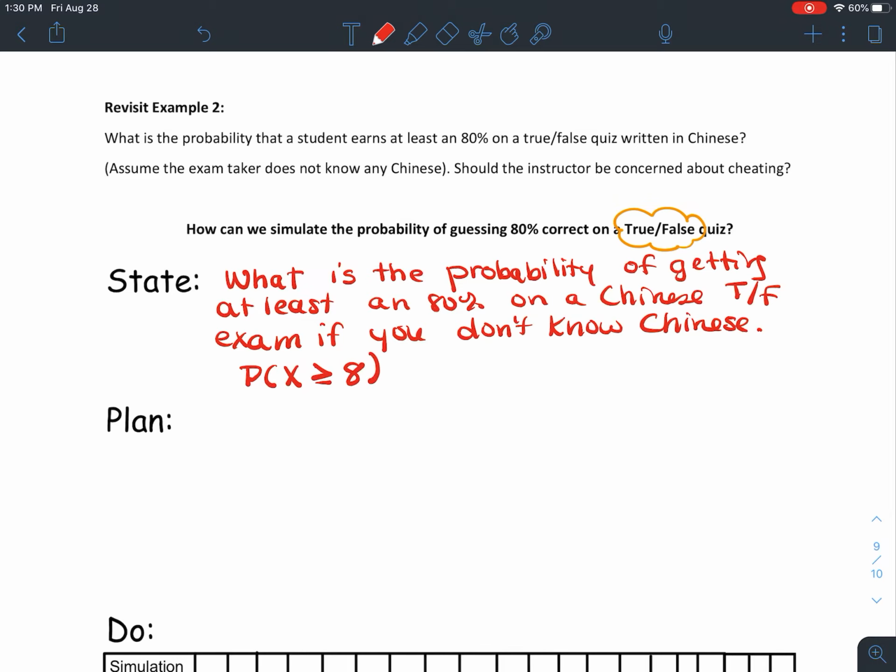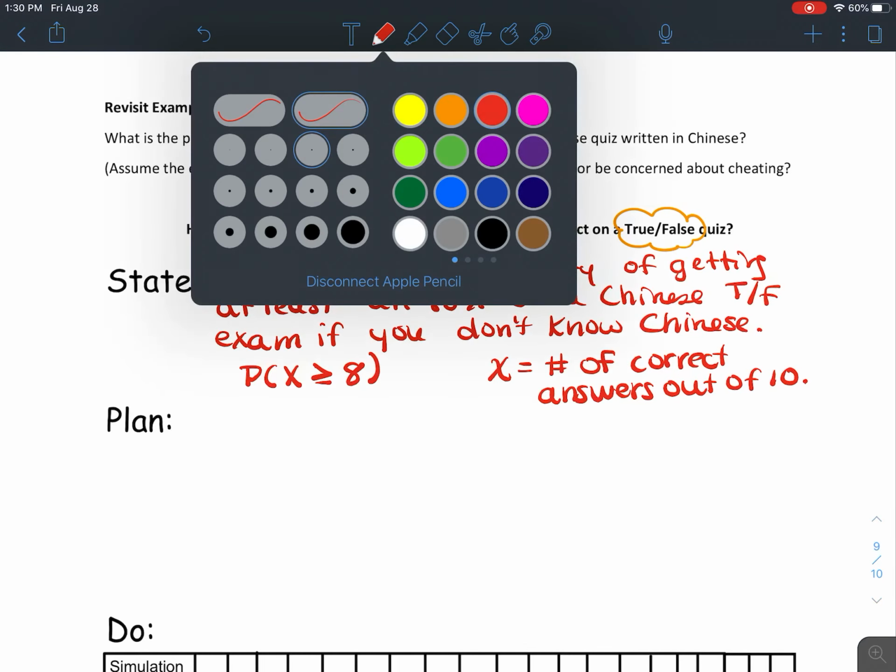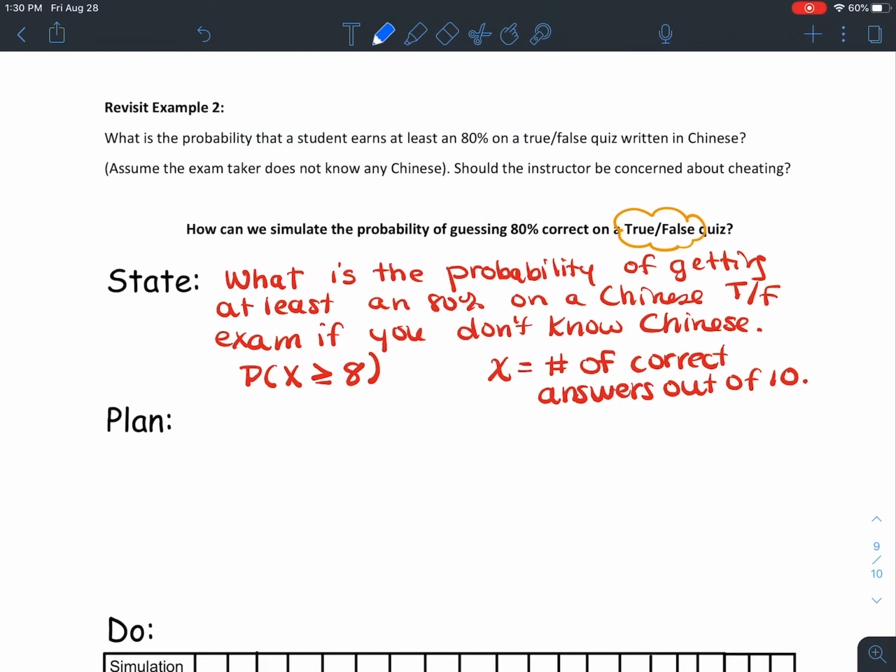Okay, so in other words, it's in a language you can't read, you have no idea what these questions are, you're just simply guessing. The way I could write this out in symbols is I could say X is greater than or equal to 8 if X represented the number of correct answers out of 10. So let's assume that there were 10 questions on this exam. What is the probability that someone would either get 8 or more? It said at least an 80%, 8 or more correct, okay?